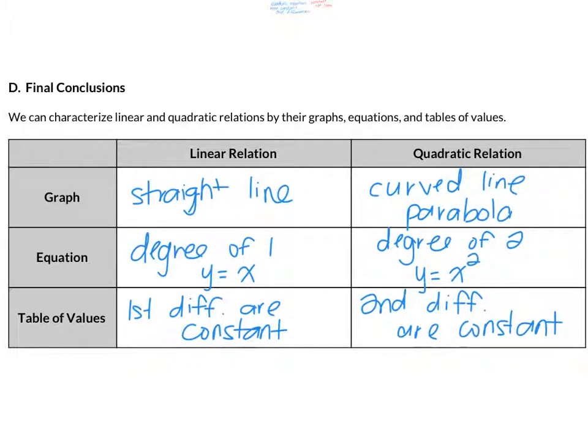These key features are very important for you to identify if you have a quadratic relation. How can you tell you have a quadratic relation given these different pieces of information, either an equation, a graph, or the table of values?